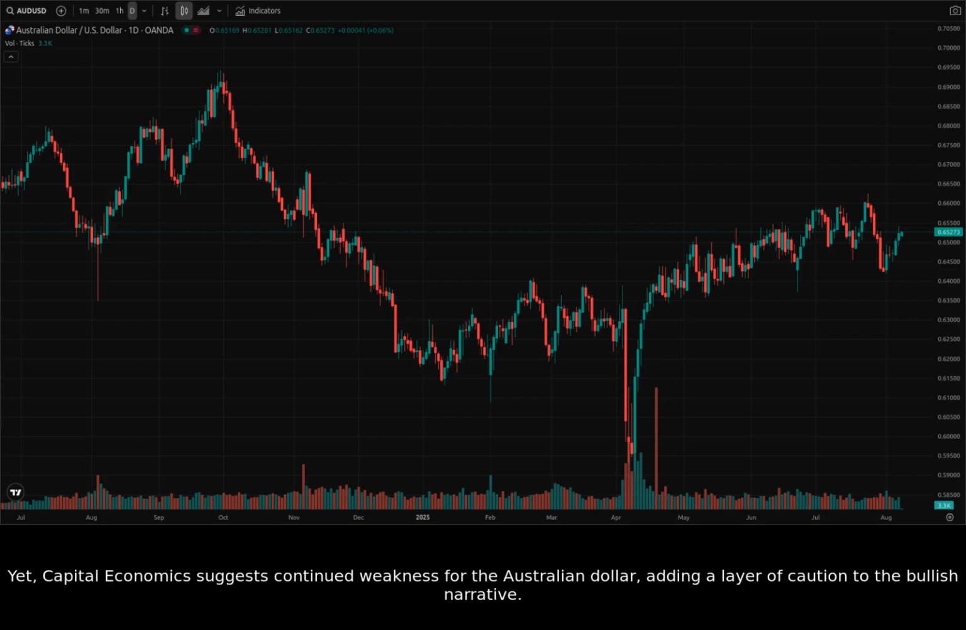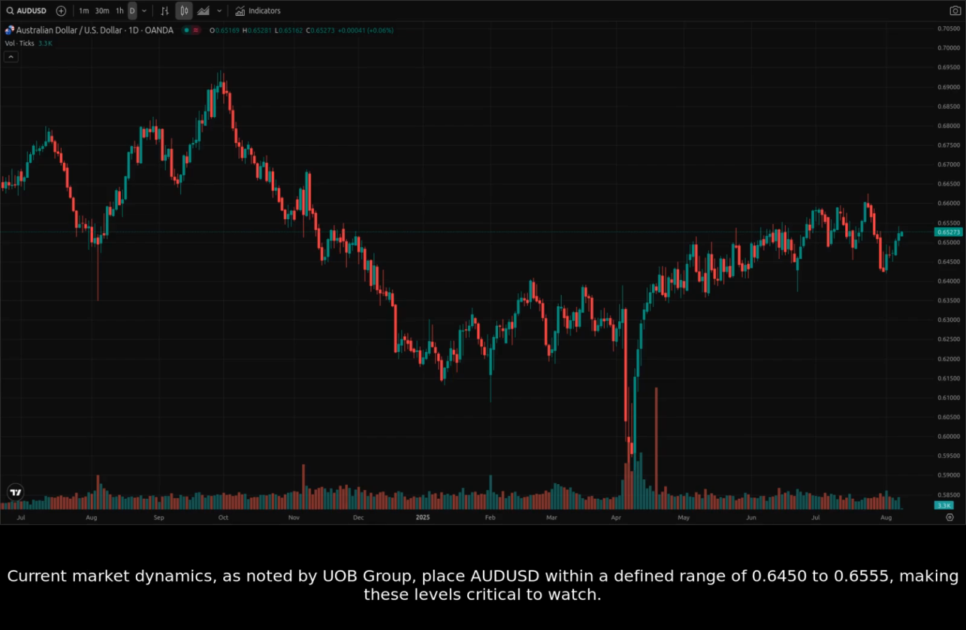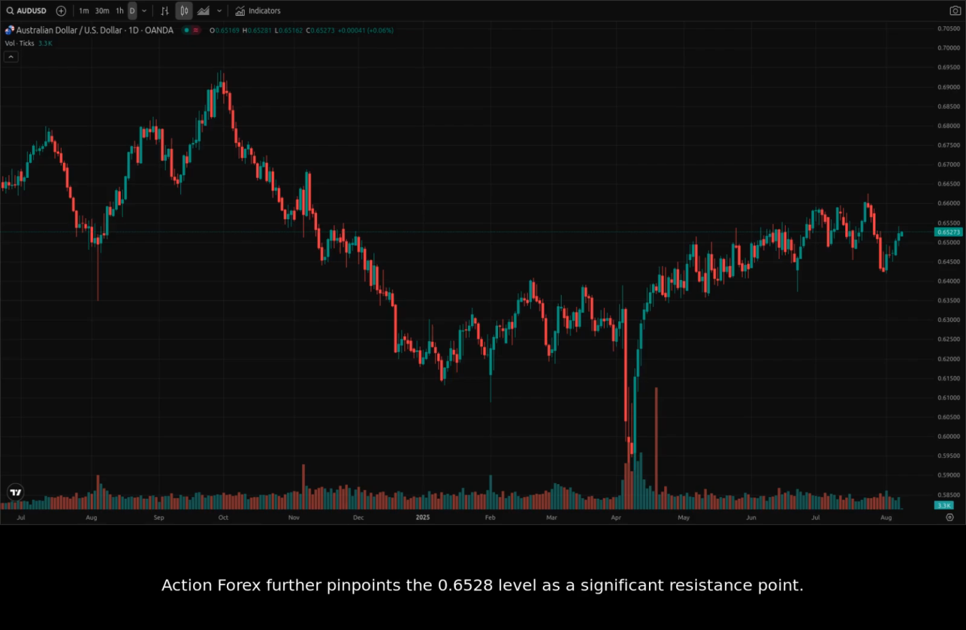Yet, Capital Economics suggests continued weakness for the Australian dollar, adding a layer of caution to the bullish narrative. Current market dynamics, as noted by UB Group, place AUDUSD within a defined range of 0.6450 to 0.6555, making these levels critical to watch. Action Forex further pinpoints the 0.6528 level as a significant resistance point.